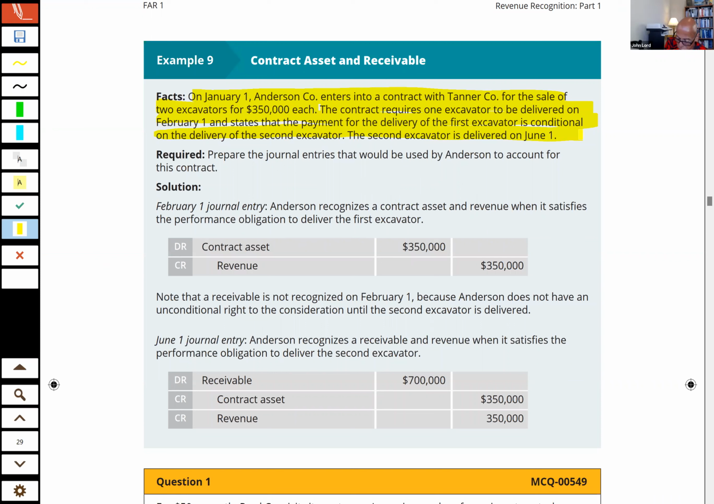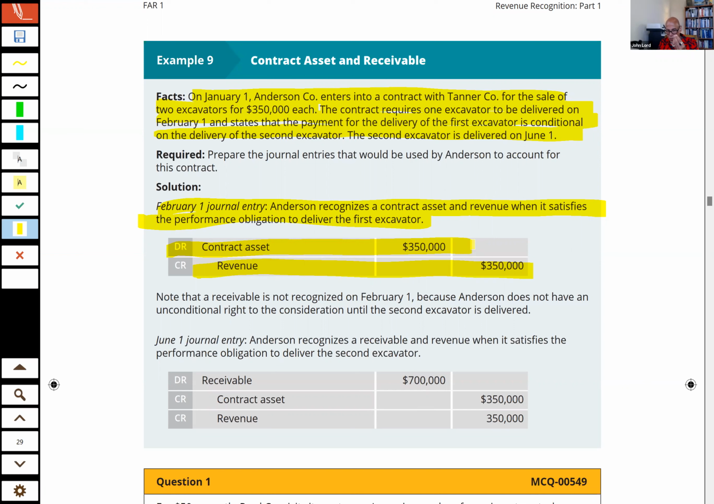Nothing happens on January 1st, but on February 1st, they recognize a contract asset because they delivered the first excavator. So they can take the revenue, okay, but they don't have any cash coming in yet. They can't debit cash. They can't debit receivable because receivable is reserved for the situation where it is simply what? The passage of time. We're just waiting for them to pay us. Okay, that's not the situation.